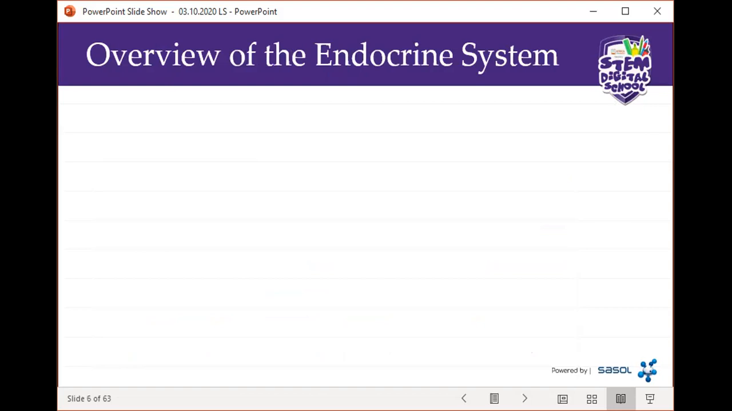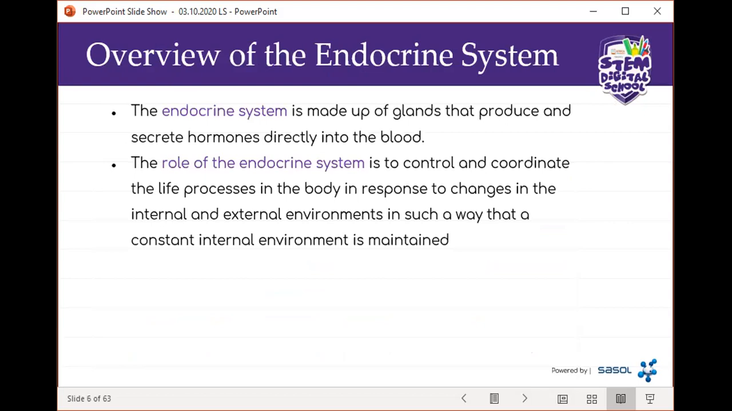Then we move on to the overview of the endocrine system. As mentioned, the endocrine system is made up of glands that produce as well as secrete hormones directly into the blood. The role of the endocrine system is to control and coordinate the life processes in the body in response to the changes that happen in both the internal as well as the external environment, to maintain a constant internal environment. So the aim of this system is to maintain homeostasis.